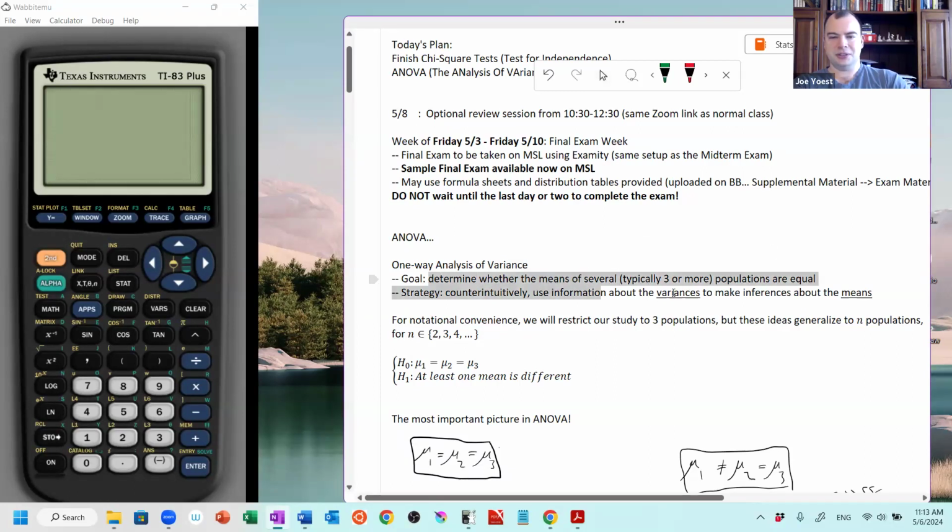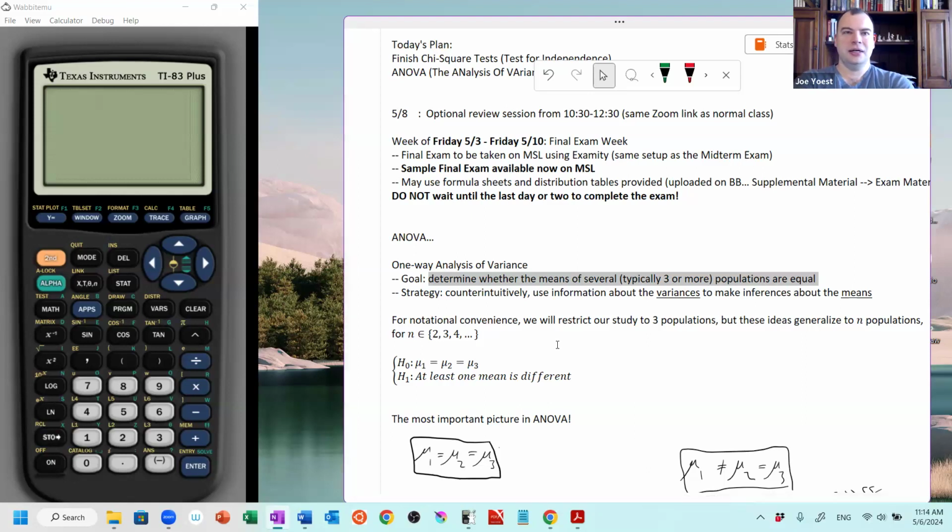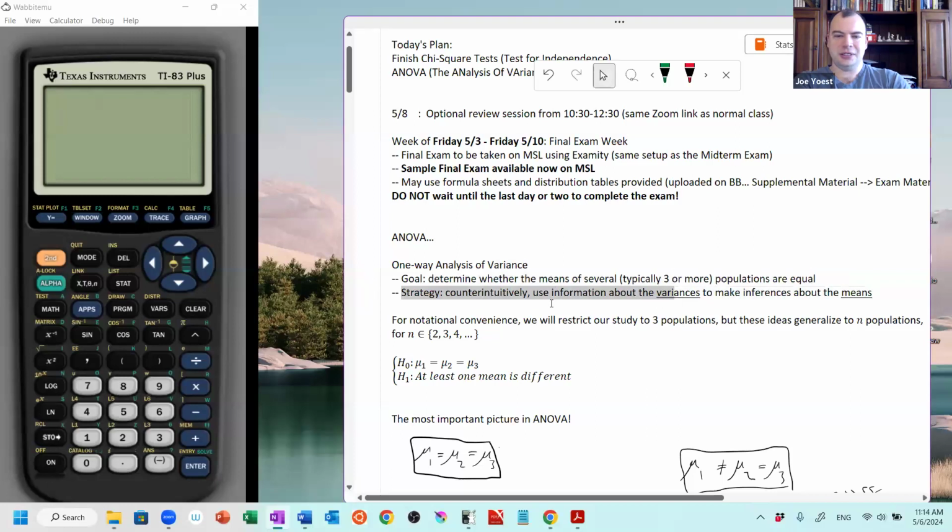So our goal is, again, typically we're thinking we have 3 or more populations, and we want to determine whether the means of those populations are equal in light of some sample data. If we only had 2 populations, we'd probably just use a chapter 9 testing for the difference between means type of test. So again, our strategy is that we're going to use information about the variances to make inferences about the means.